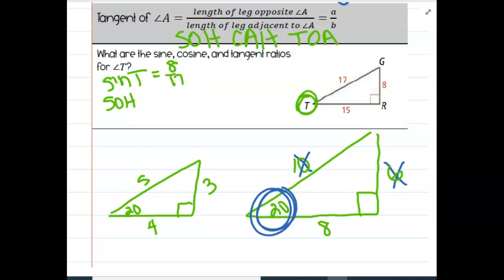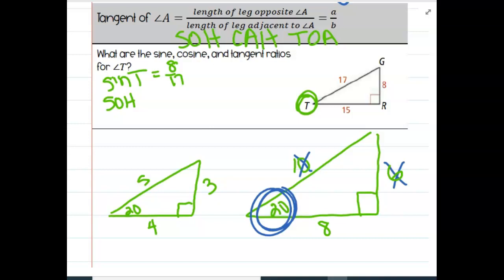So sine of angle T is 8 over 17, which means, I don't know what angle T measures because they don't tell me, but whatever it is, this ratio of 8 over 17, any triangle in the world that has an angle that measures that is also going to have that ratio of those sides. It will reduce down to 8 over 17.